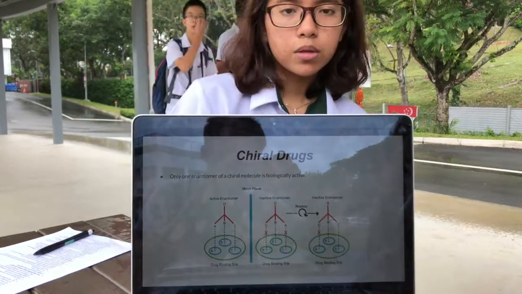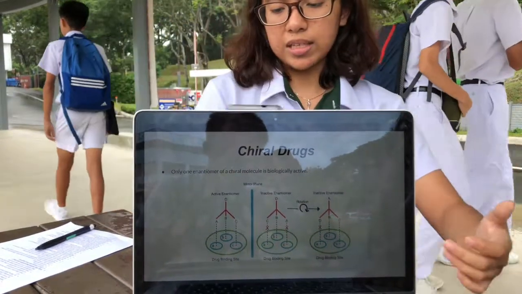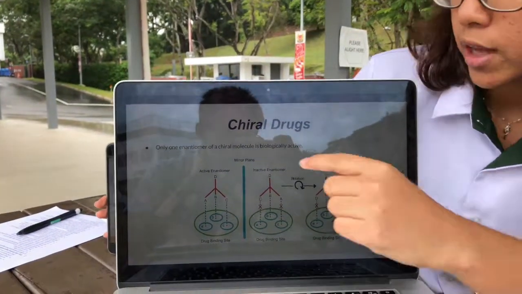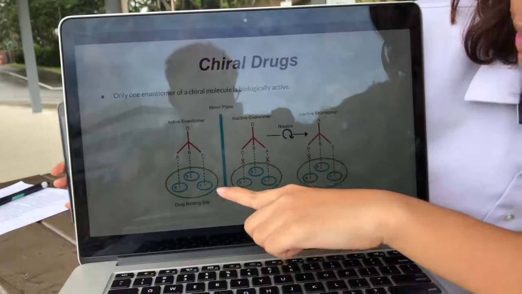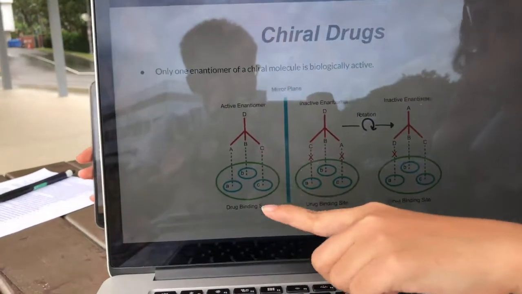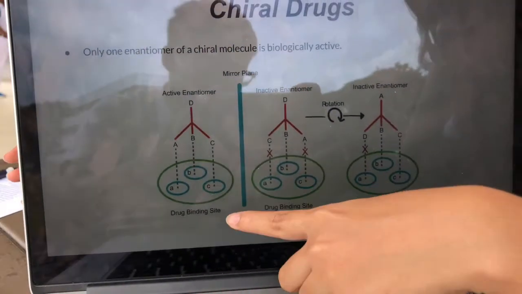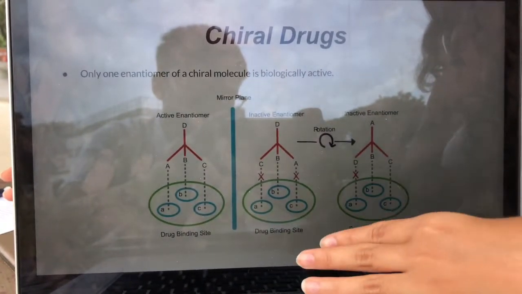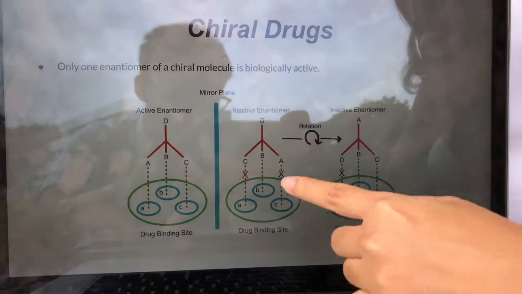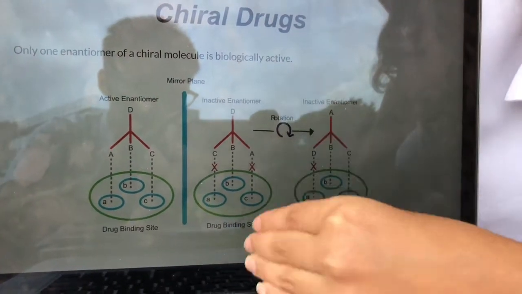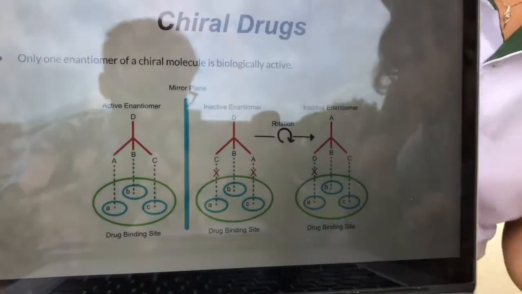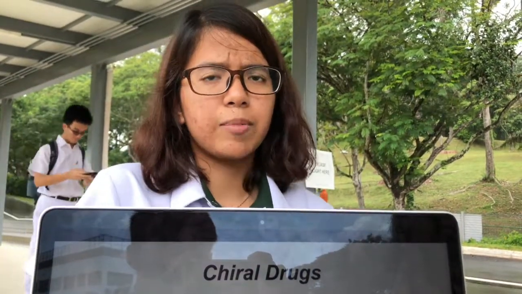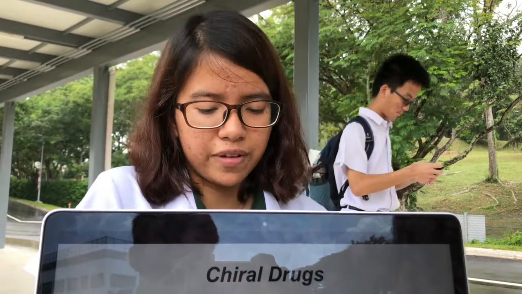So to explain how enzymes are affected, you can see that only one enantiomer is biologically active. On the left side, the enantiomer is active because it binds with the A, B, and C sites correctly. But if you rotate it to get this mirror image enantiomer, it is inactive because the C and the A sides no longer correspond to the appropriate active sites. As such, it is no longer active and no longer gives the desired physiological effects.